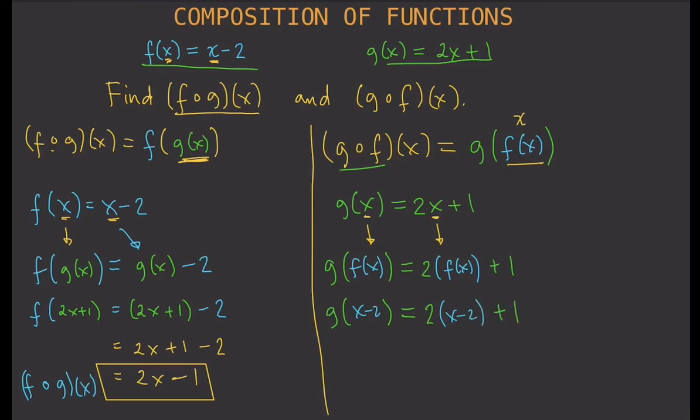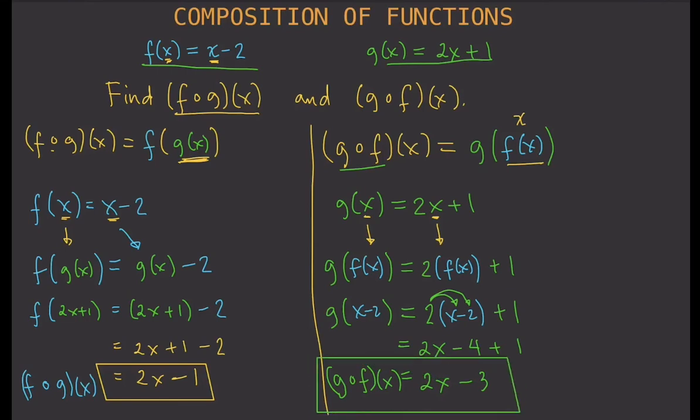And that is equal to, let's distribute 2 to both terms. You have 2x minus 4 plus 1. Simplify. 2x minus 4 plus 1 is 2x minus 3. And so that is our answer. That's g of f of x. And there you go. So that's g of f of x.